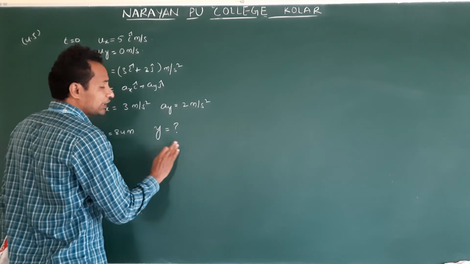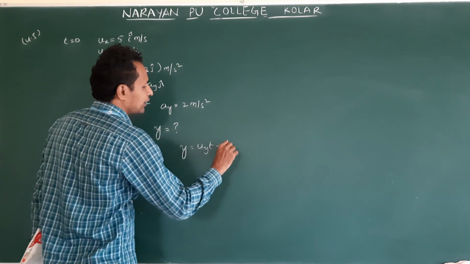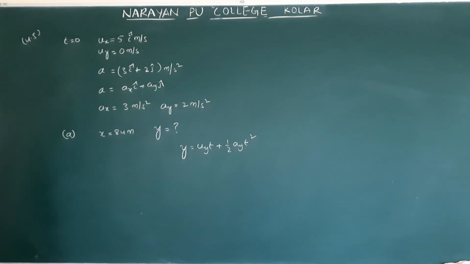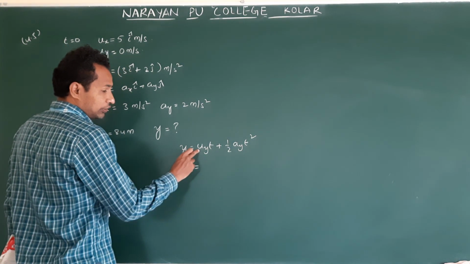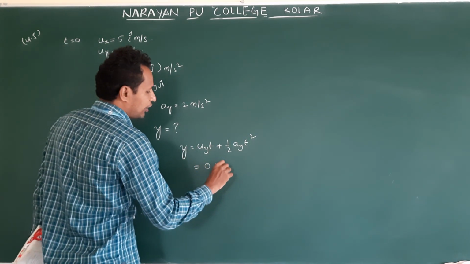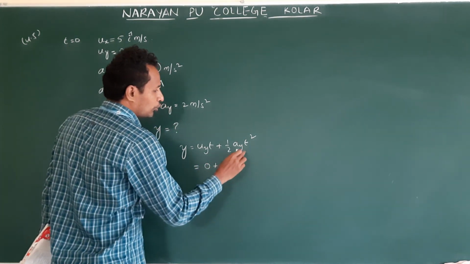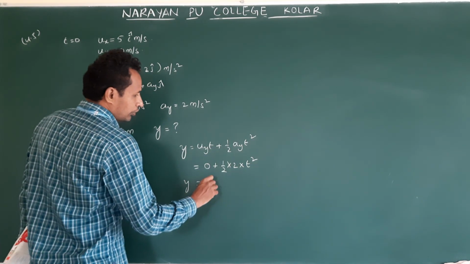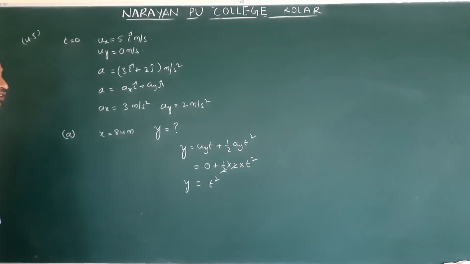So to find y, it's a displacement. Then what is the displacement equation along y direction? y is equal to uy t plus half ay t square, right? The initial velocity along y direction is 0. So 0 plus half, and the acceleration along y direction is 2. So the 2 and half cancel, and y is equal to t square.